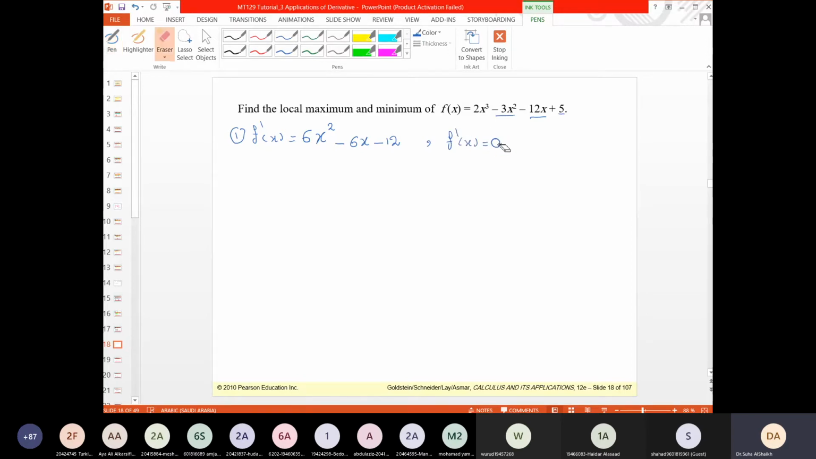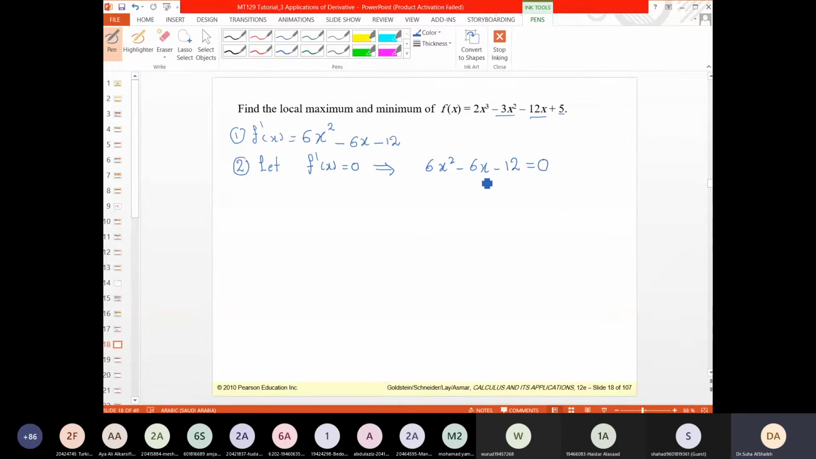Let's make it step 2, so I want you to follow those steps. In step number 2, I'm going to let f dash of x equal to 0. This implies 6x squared minus 6x minus 12 equals 0. Why do we do this? To find the zeros of f dash. Why do we want to find the zeros of f dash? Because those zeros will be local maximum or minimum points, right? So I find the zeros of the function.